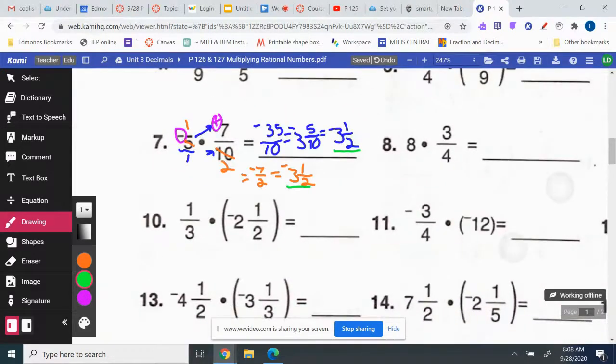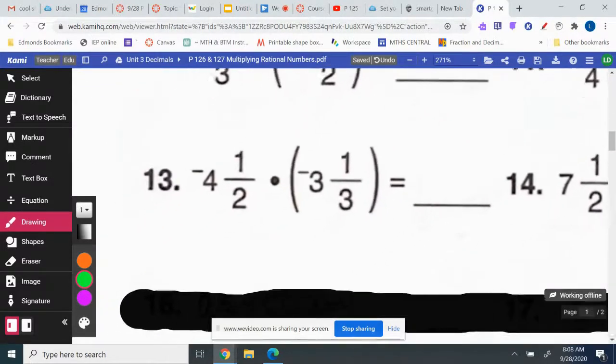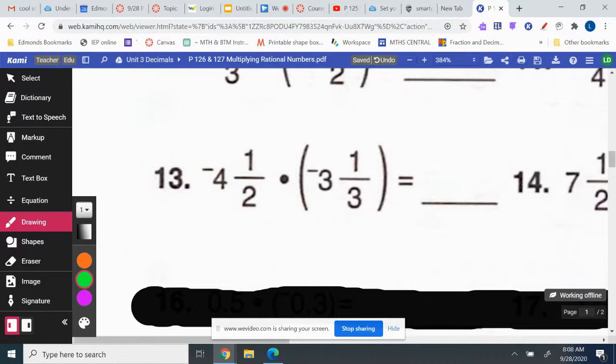Let's try number 13. Number 13 gives us a giant mess. So now we've got to change this mixed number into an improper fraction because that's the easiest way to multiply. So first I multiply and then I add. I'm going to write our new fraction down here. We keep the sign, so it's negative. We're going to keep the bottom number, which is 2, and 4 times 2 is 8, plus the 1 is 9.